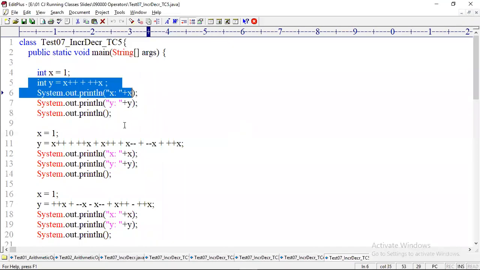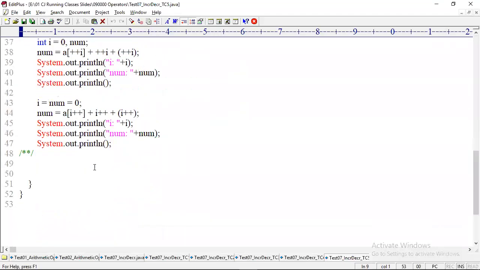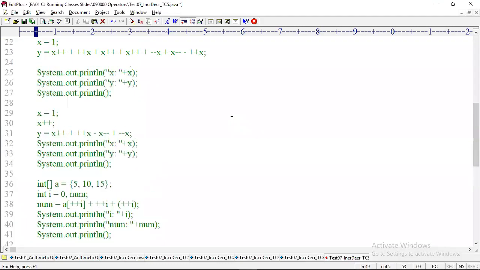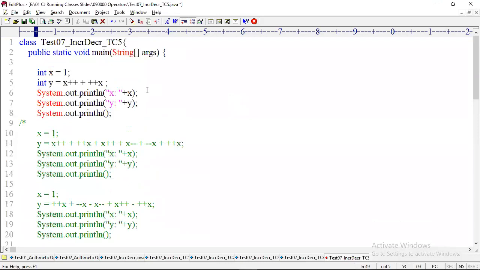And now answer the first question. There are so many test cases you need to answer. First question, answer. X value how much, Y value how much?